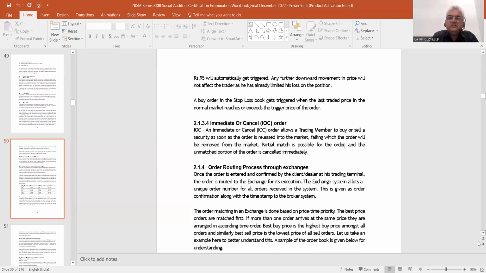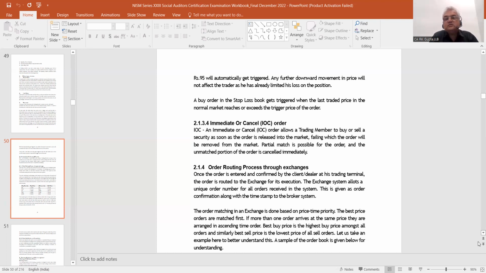Next concept is the immediate or cancel order. Either you do it immediately or you cancel my order. I don't want to wait. So IOC, an immediate or cancel order, allows a trading member to buy or sell a security as soon as the order is released into the market, failing which the order will be removed from the market. So partial match is possible for the order. You want to buy 500 securities, but say only 100 are available at the price you are mentioning. So it may be partially matched and the unmatched portion of the order is cancelled immediately. This is the concept of the immediate or cancel order.